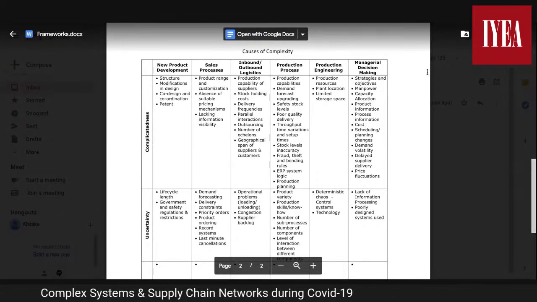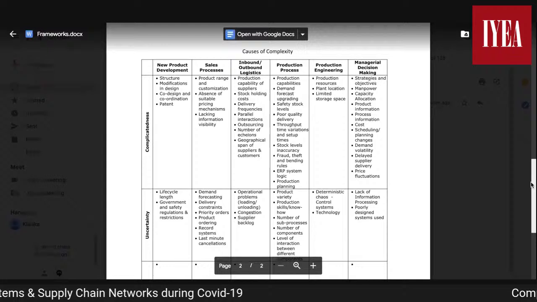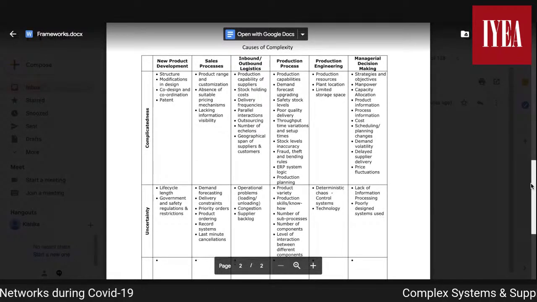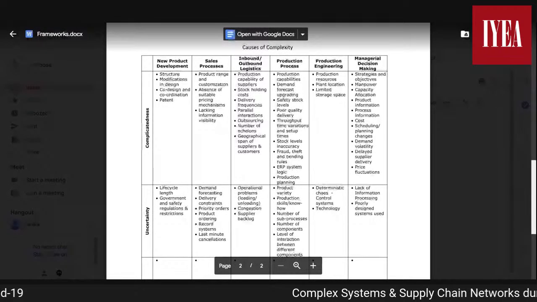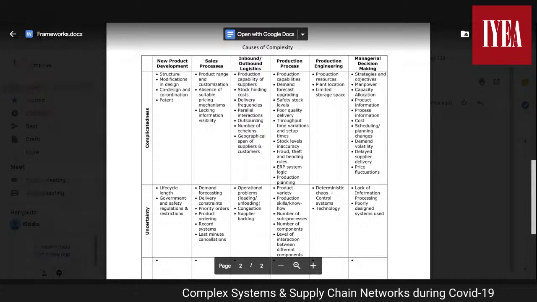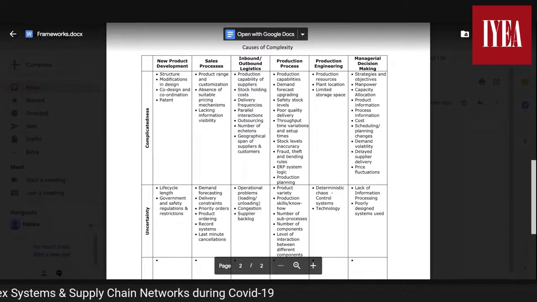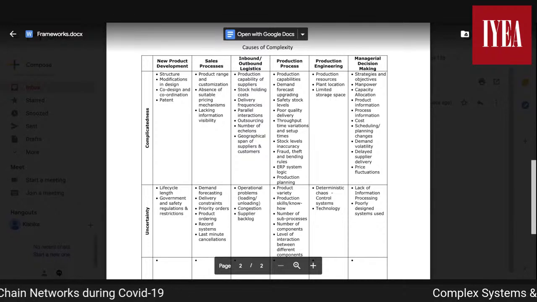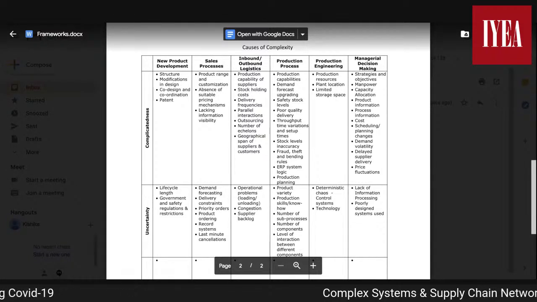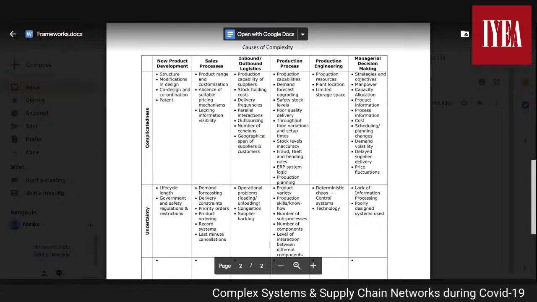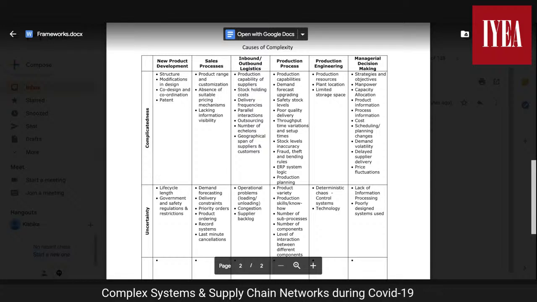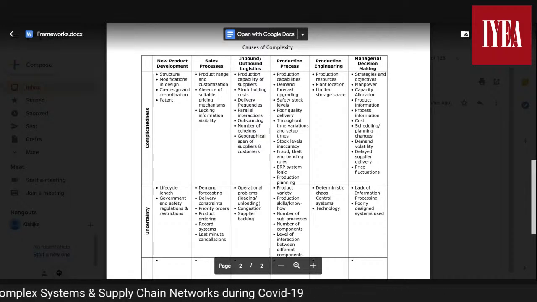So that's the framework that discusses the causes of complexity, i.e. the causes of complicatedness and uncertainty. And the first factor that I would like to mention here is new product development. And most of the manufacturing companies, there's a lot of R&D involved. A lot of new products are on the verge of development. There's a lot of research that goes on.